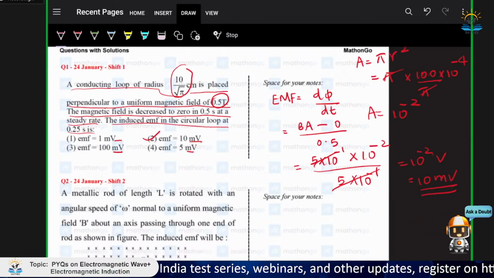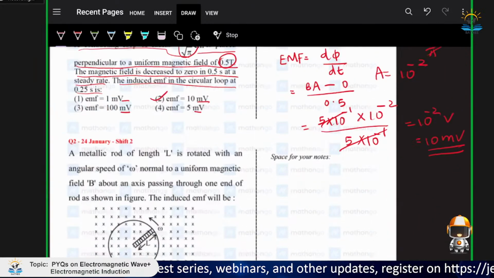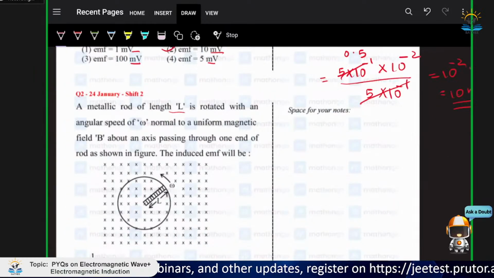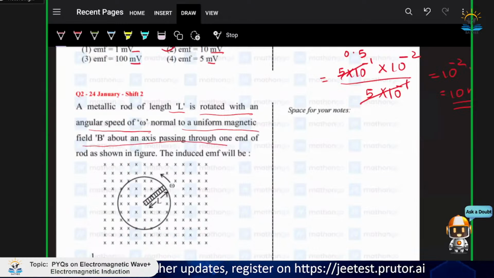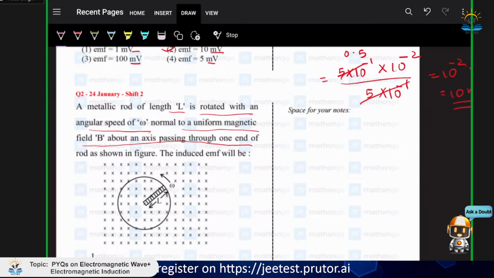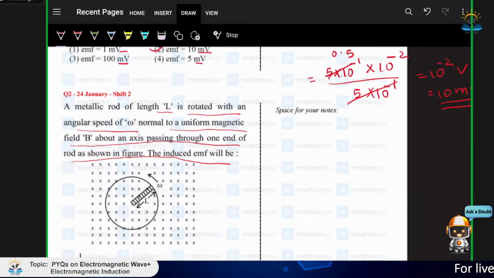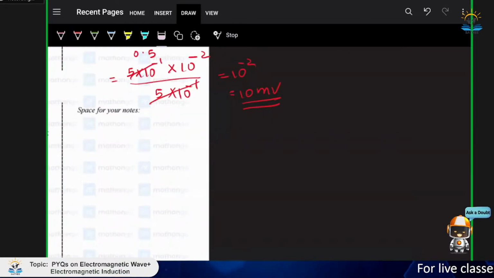Moving to the next question. A metallic rod of length L is rotated with an angular speed of omega normal to a uniform magnetic field B about an axis passing through one end of the rod, as shown in the figure. The induced EMF is? Again, this is the scenario. Let me draw here.